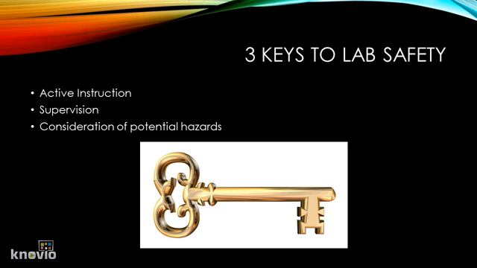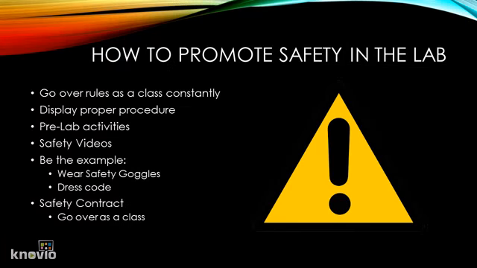The third key is consideration for potential hazards. So by this I mean thinking about lab protocol, what makes this lab unique, and in that sense, why might those unique features make the lab a more dangerous environment, and what can the teacher do to prevent those dangerous situations? So there's a variety of different ways that a teacher can promote safety in the lab, all through active instruction, through supervision, and through the consideration of potential hazards.